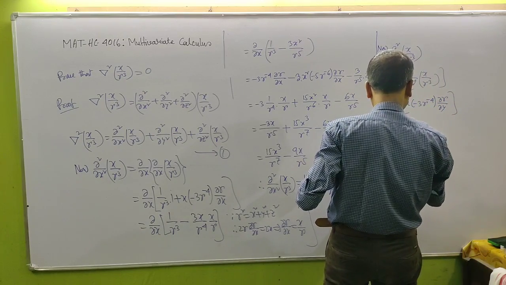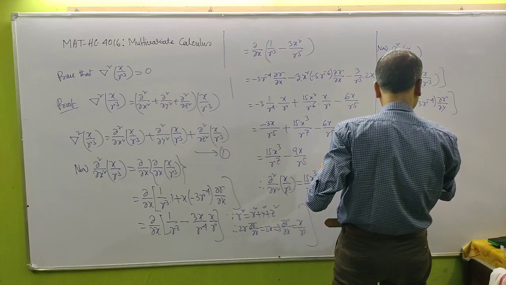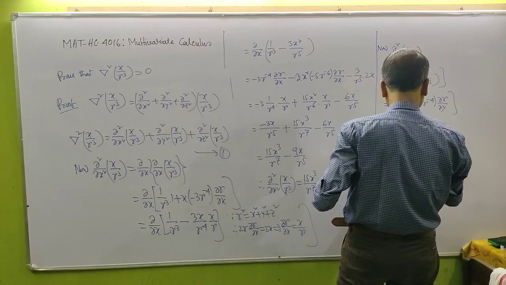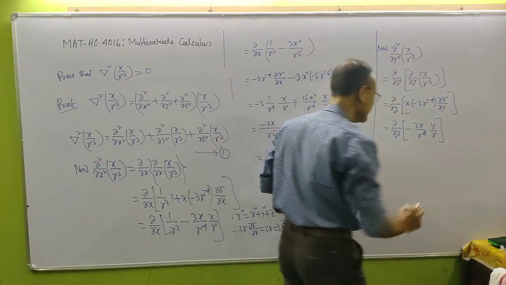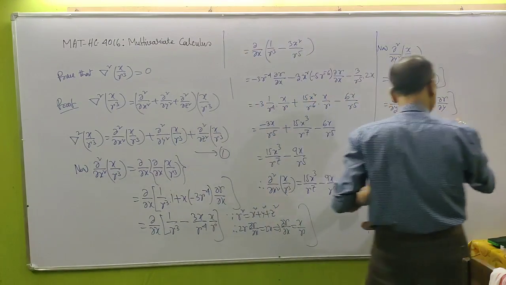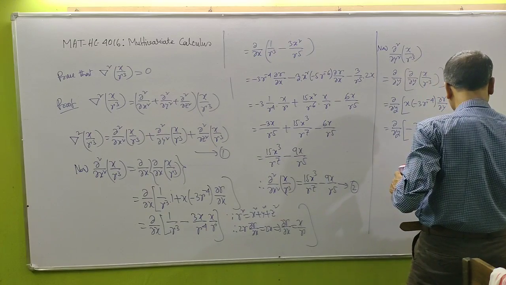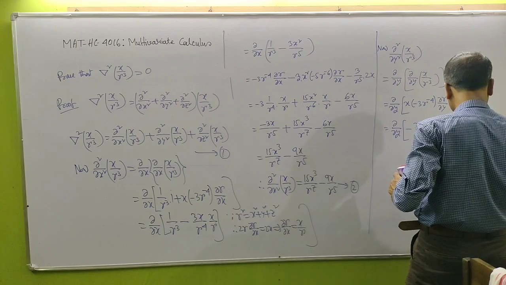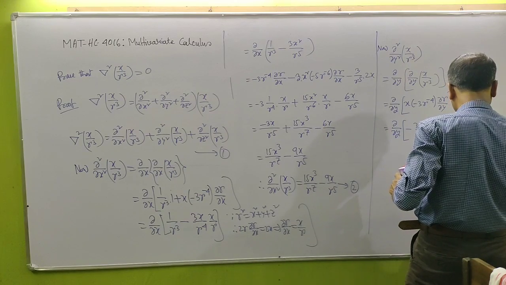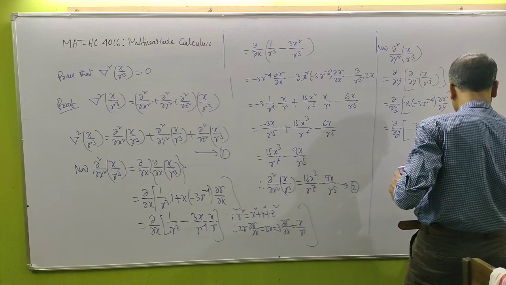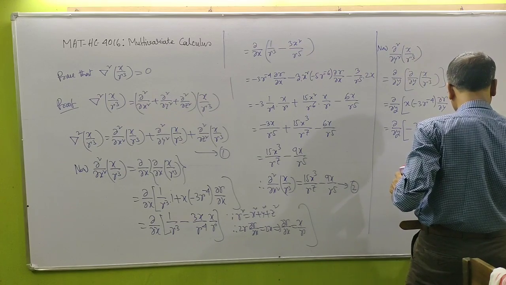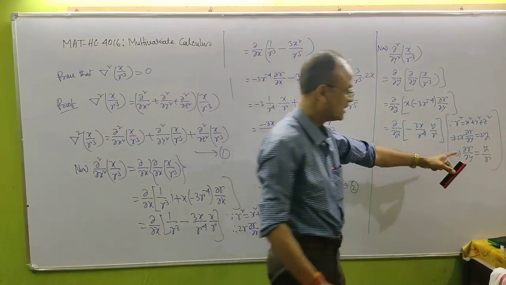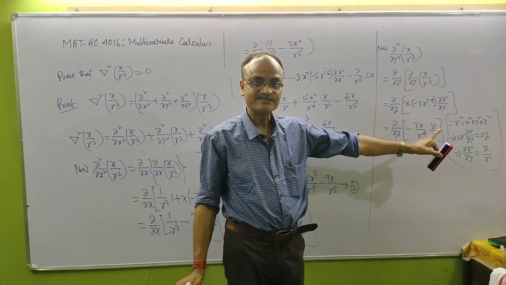This is equal to del by del y of minus 3x by r to the power 4, into y by r. Since r square equals x square plus y square plus z square, this means 2r del r by del y equals 2y. This means del r by del y equals y divided by r. You will get this one. It will be y divided by r.